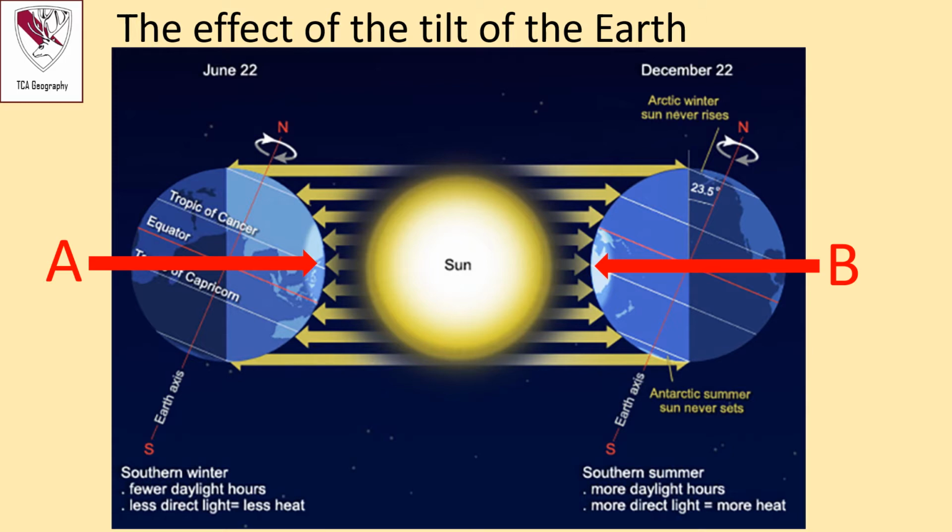So in June, our summer, the most solar radiation is hitting around the Tropic of Cancer, and in December the solar radiation is hitting mostly around the Tropic of Capricorn, and throughout the year it goes north and south up to these.